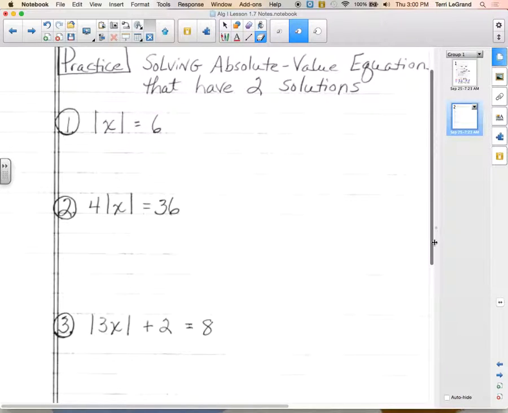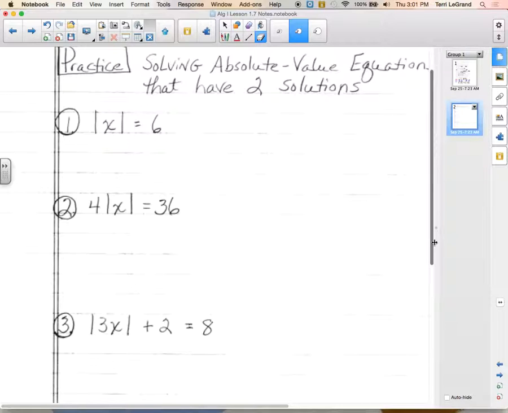Number 1. Somebody want to read to me how that equation reads? Nick? Absolute value of x equals 6. That's right, that's exactly what it says. The absolute value of x equals 6. Another way to say that would be the distance of x has to be 6. Okay, so, do we need to do step A? No. Step A says isolate the absolute value expression.